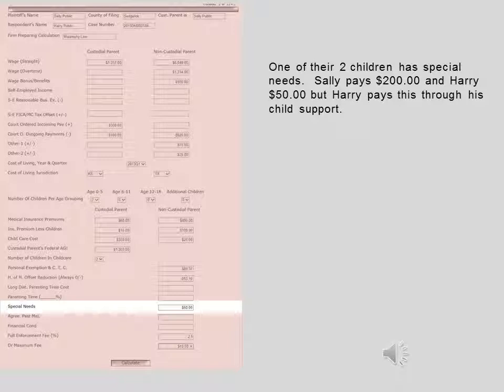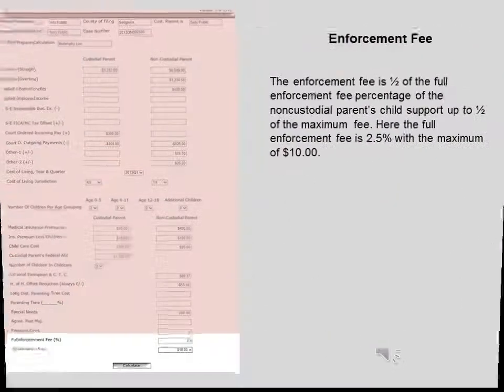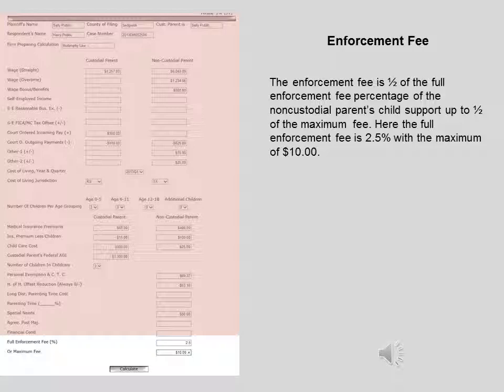One of their two children has special needs. Sally pays $200 and Harry $50, but Harry pays this through his child support. The enforcement fee is half of the full enforcement fee percentage of the non-custodial parent's child support, up to half of the maximum fee. Here, the full enforcement fee is 2.5%, with the maximum of $10.